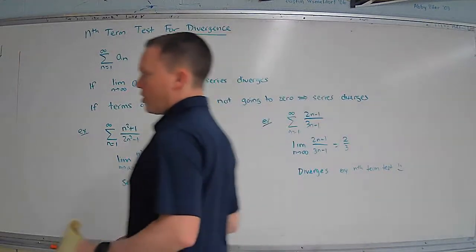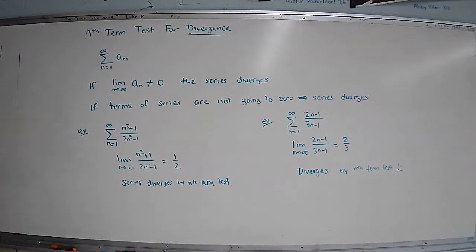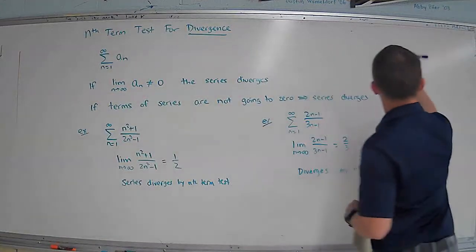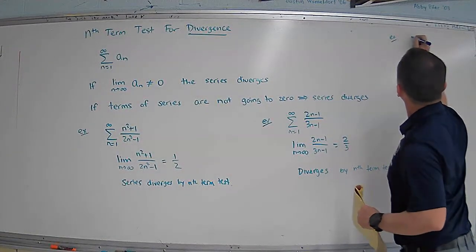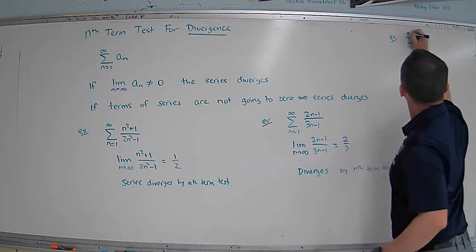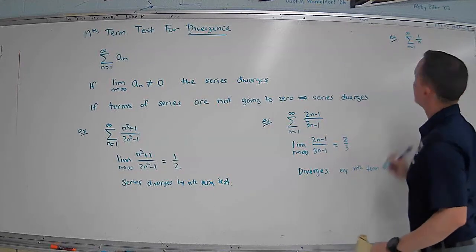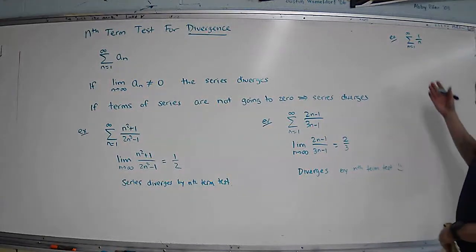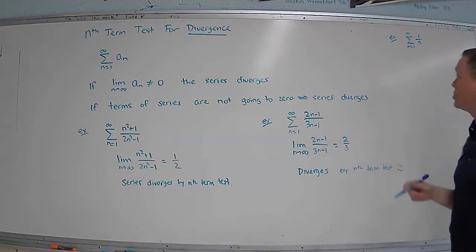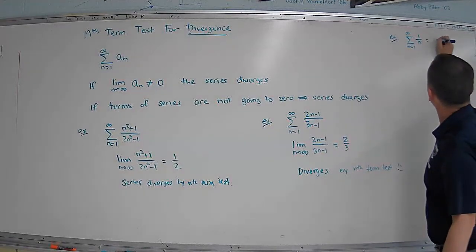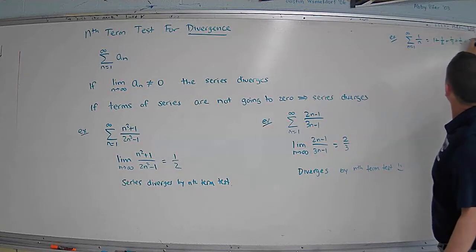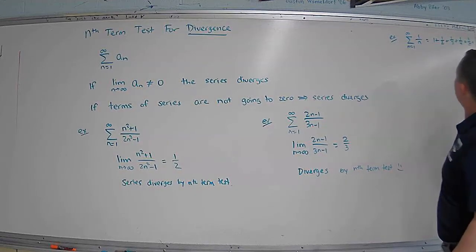Okay? Let's do one more nth term test. I'm just going to do it over here because I got enough room, just so you don't have to watch me erase again. Okay, so there we go. This, you might recognize, if you don't now, you will soon, is the harmonic series: 1/2 plus 1/3 plus 1/4 plus 1/5 and so forth. Yada, yada, yada.